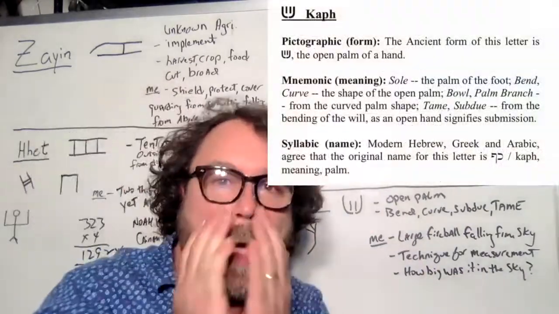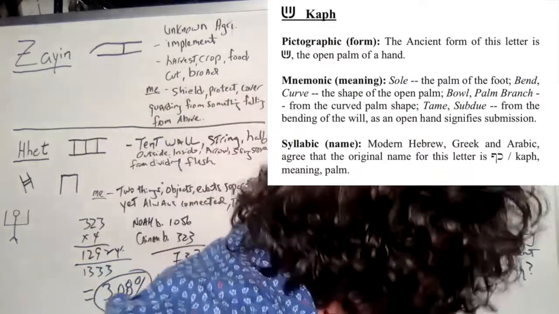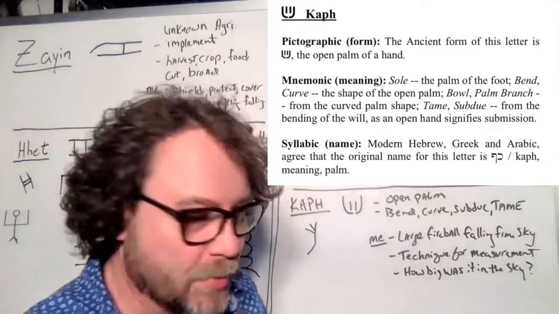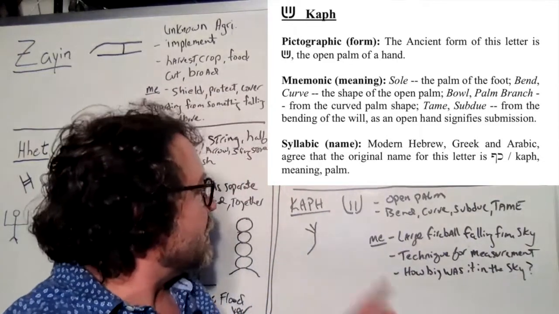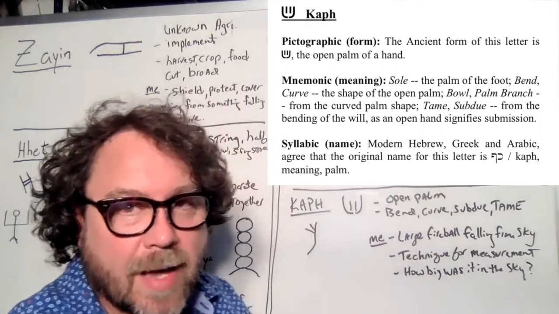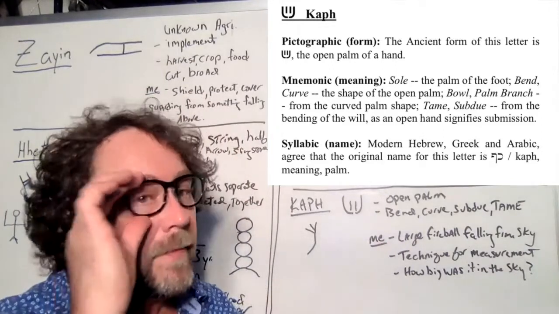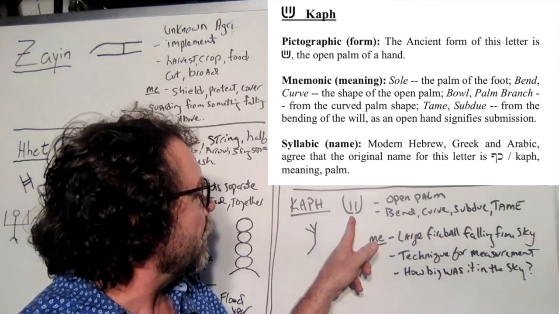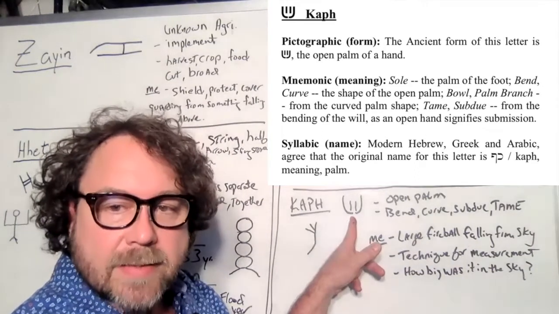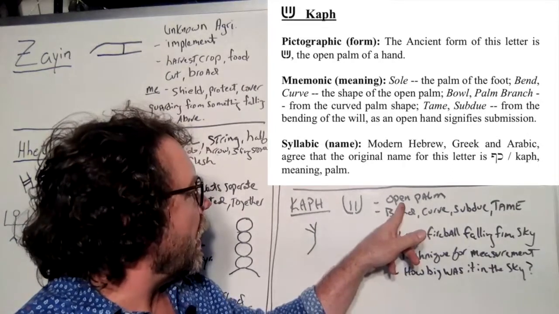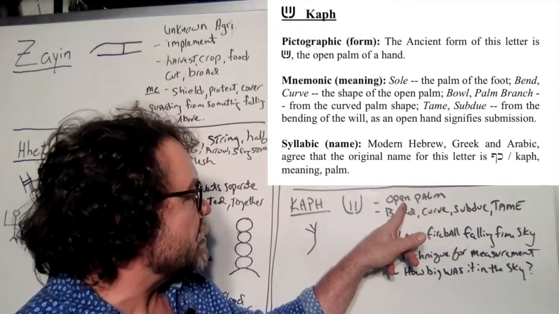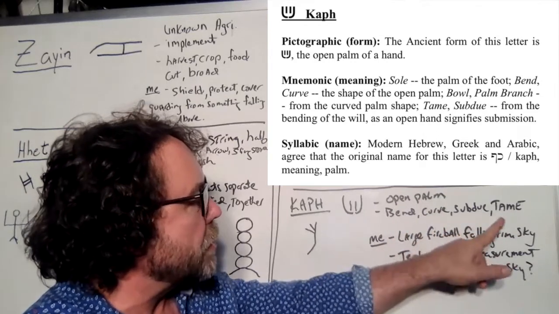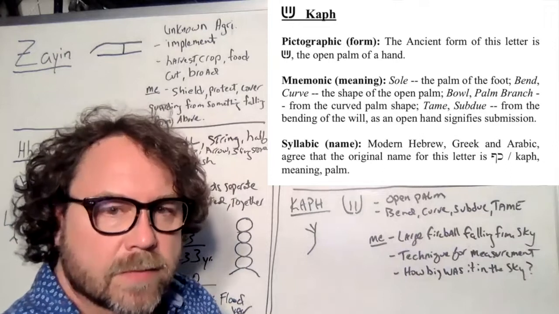Oh, baby. Okay, here we go. Now, you thought this one was good? Wait till you see this one, baby. Okay, so this is Kaph. And it looks like this. The book definition is open palm, and the meaning is bend, curve, subdue, tame.